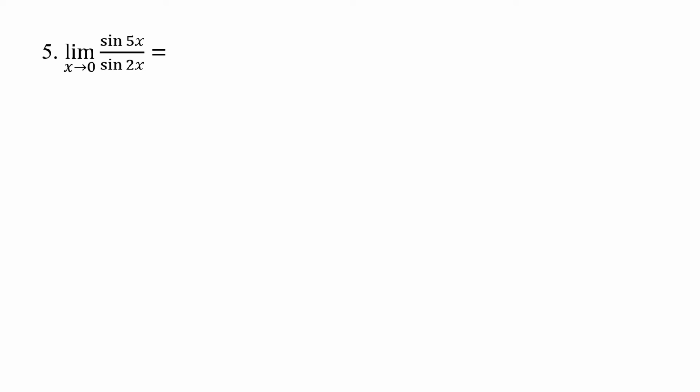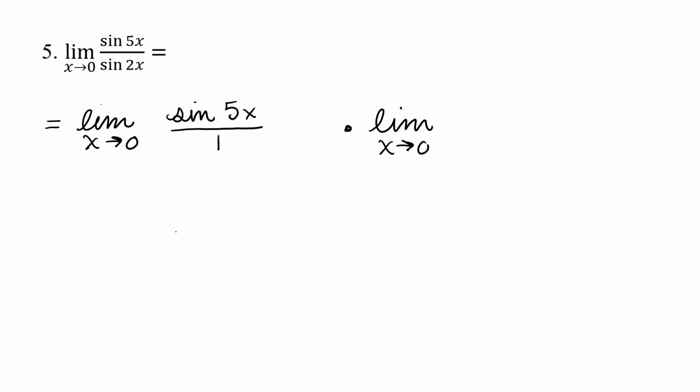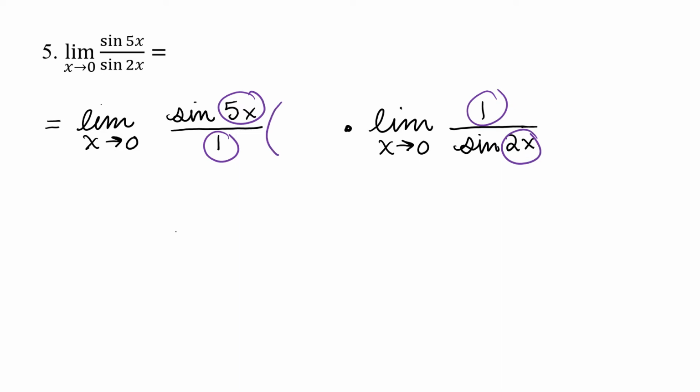We have the limit as x approaches 0 of sine of 5x over sine of 2x. So we'll want to split these two limits up. So we have the limit as x approaches 0 of sine of 5x over 1 times the limit as x approaches 0 of 1 over sine of 2x. And we need our 5x and that denominator to match, and that 1 and the 2x to match. So we'll multiply this first limit, which is really just multiplying the whole thing, by 5x over 5x. And we'll multiply this second limit by 2x over 2x.